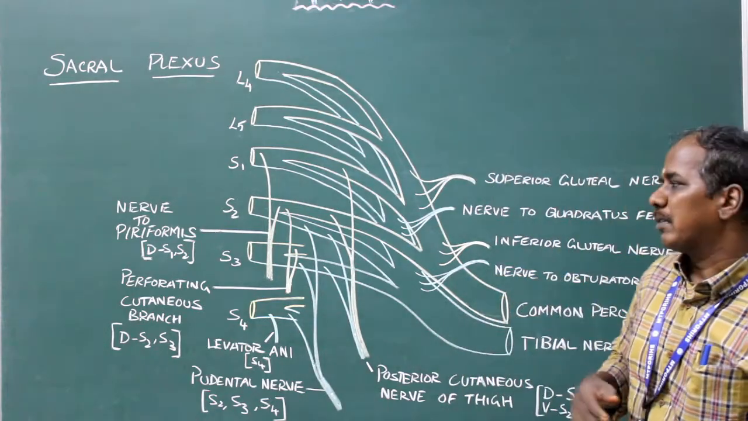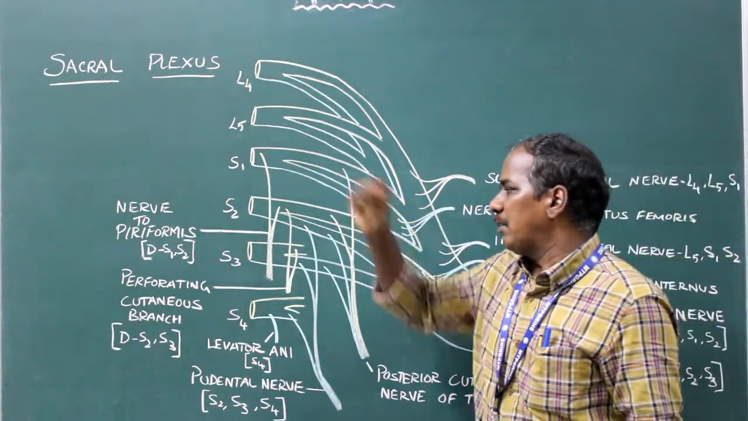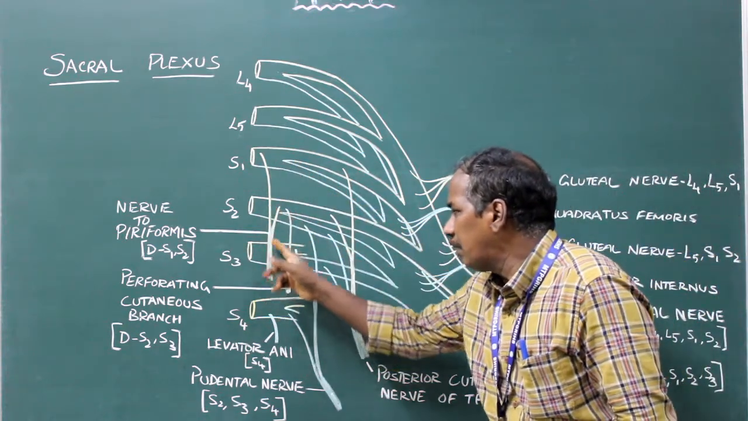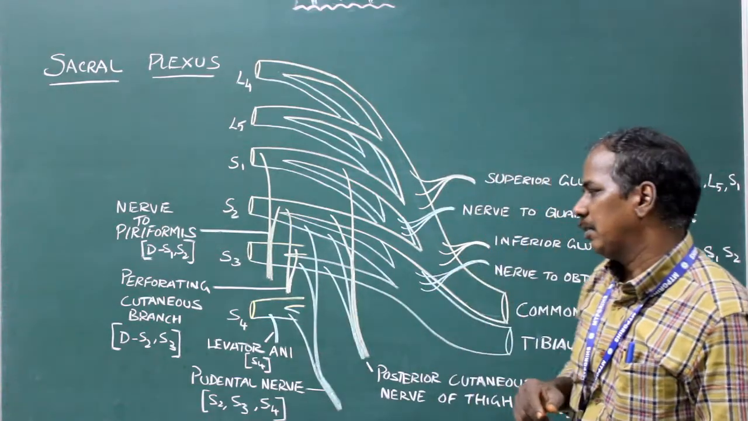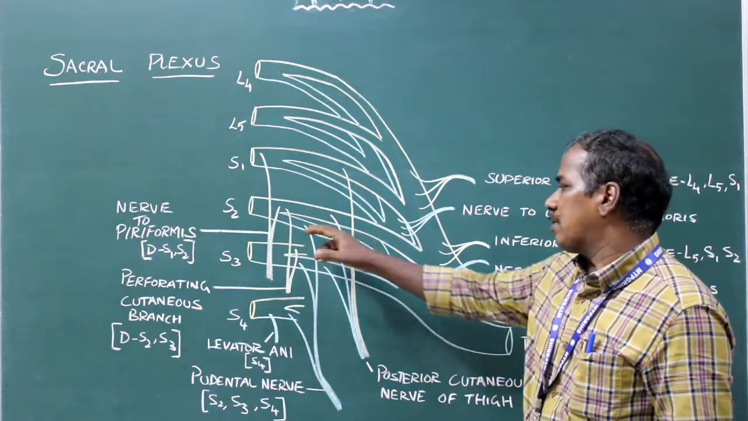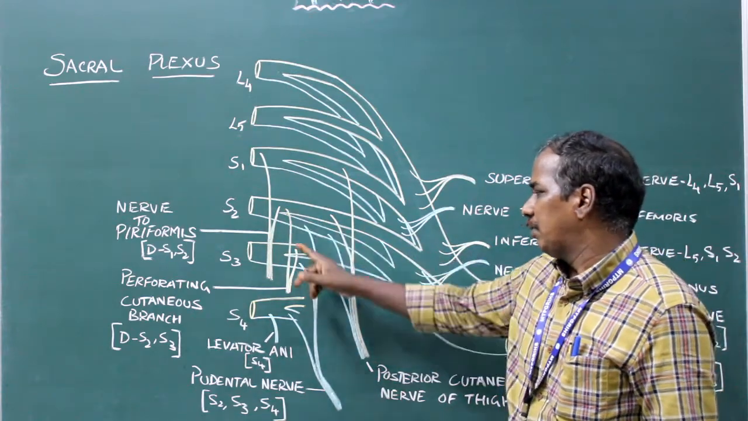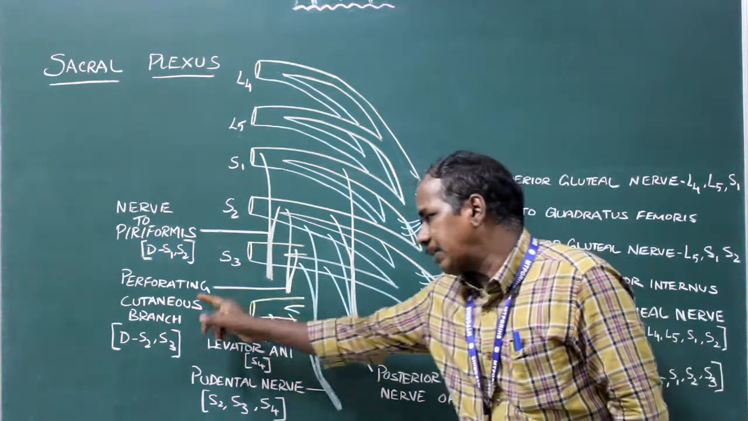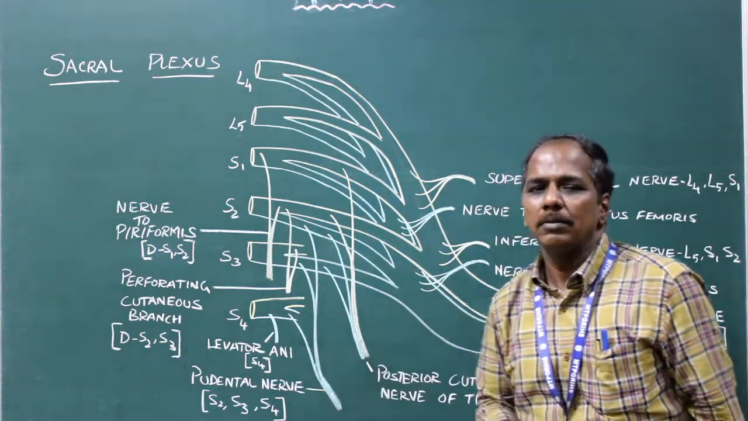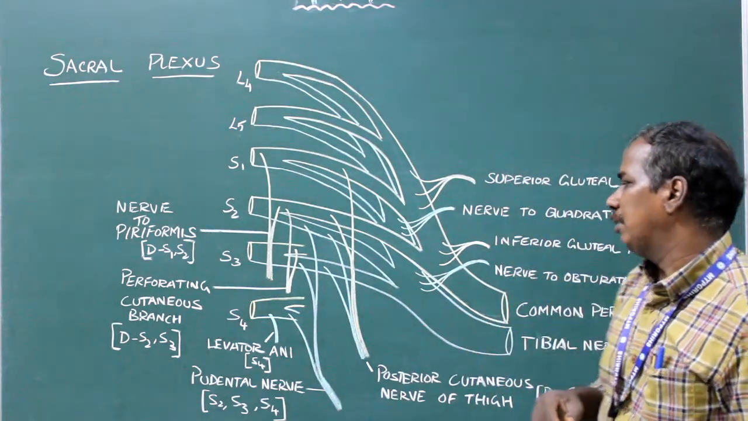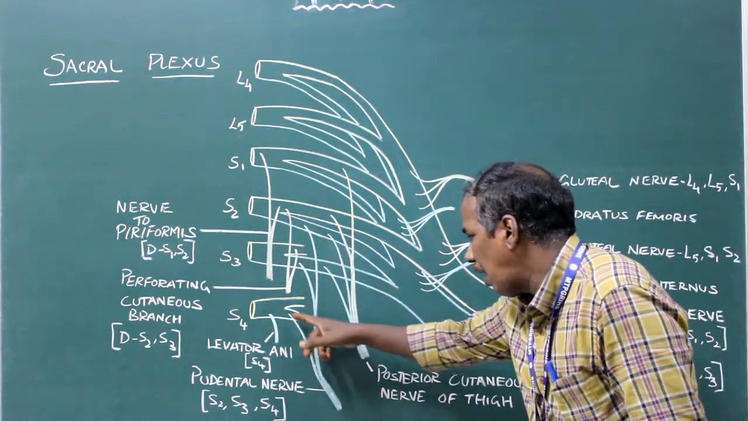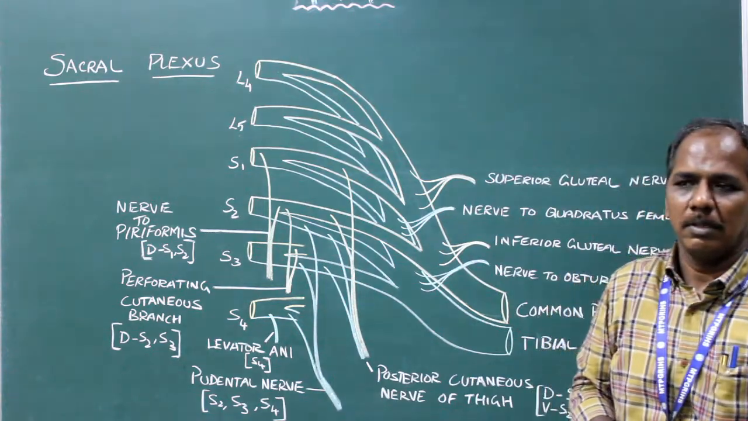Now the piriformis. It arises from the dorsal division of S1 and S2. They join to form the nerve to piriformis. Perforating cutaneous nerve. It arises from the dorsal division of S2 and S3. Pudendal nerve. It arises from the ventral division of S2, S3 and S4 spinal nerves.